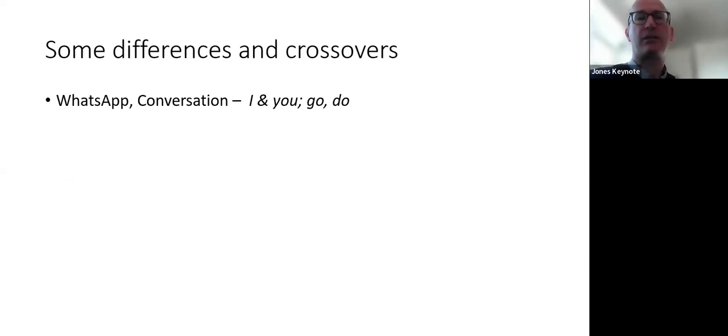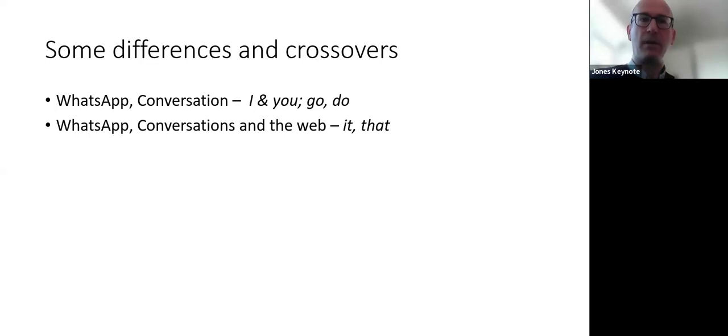In the WhatsApp data and conversation data, we have high frequency of "I" and "you". People are texting and talking about themselves and the immediate conversation. We also see high frequency of delexicalized verbs such as "go" and "do", and we'll come back to this in a moment. In WhatsApp and conversations and the web, we see high frequency items such as "it" and "that".